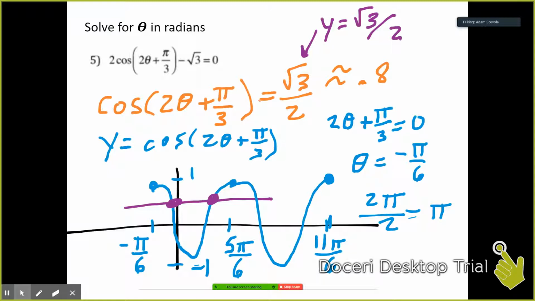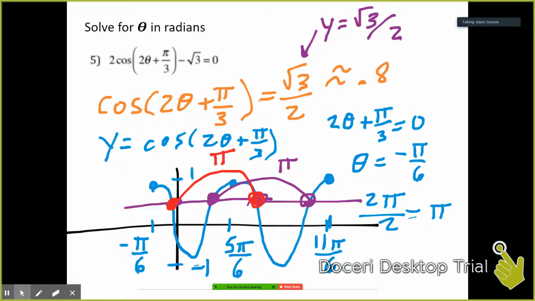So there'd be another 2 intersections on this period here. So these answers repeat every pi units. Like this point is going to repeat every pi because that's a period. All right. And then same thing here in purple. These 2 points, they're going to repeat every period forever and ever because this cosine graph just keeps going up and down forever. All right.